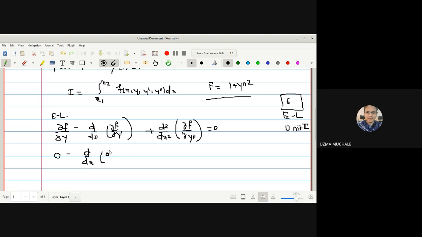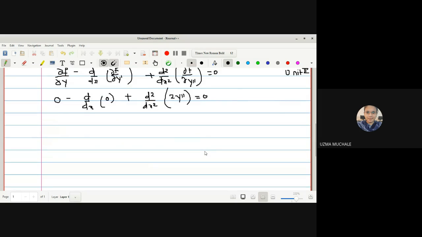F with respect to y dash, that is also 0. Now we remain with only the last term. Derivative of f with respect to y double dash, it is 2y double dash equal to 0. So we have only the last term, the first and second terms will be 0. Now we can take the 2 outside and write down the derivative d2 by dx2 of y double dash equal to 0.